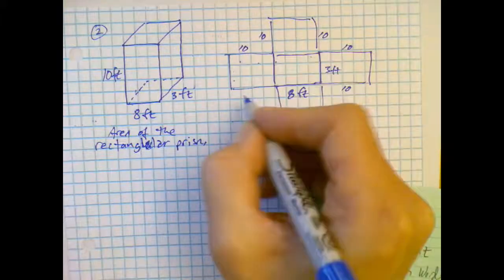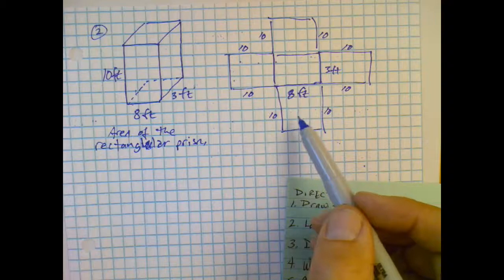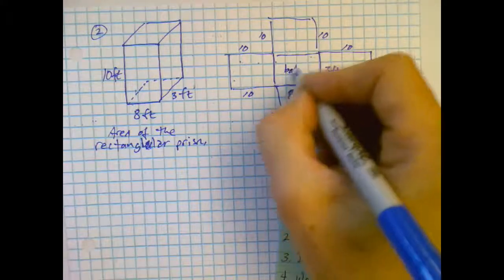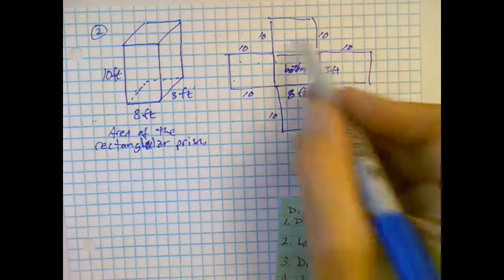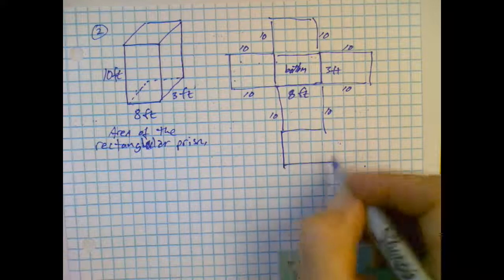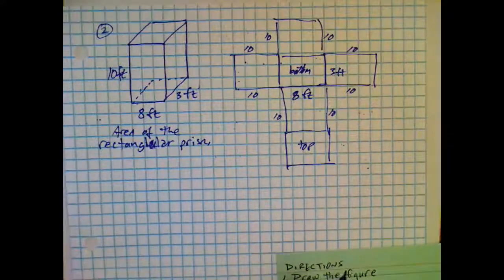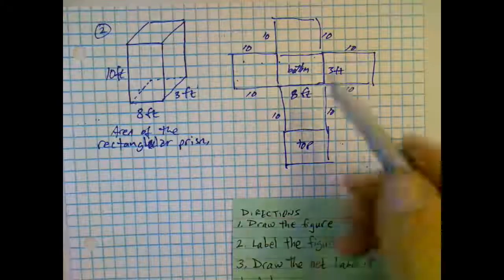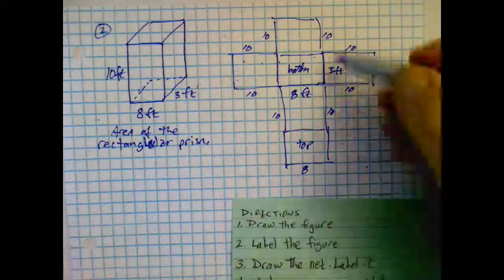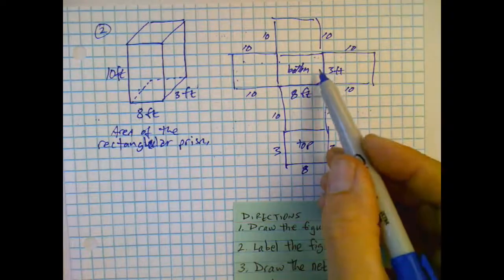There's only one other side of my box, because I have 1, 2, 3, 4, 5 sides labeled here. I need the top part of the box. If this is the bottom of my box, these are all the sides, and I need a top. So there's the top of my box, and there are the 6 sides of my box. Now I've drawn the net, and I can see it's 8 feet by 3 feet, because the top of the box is the same as the bottom.